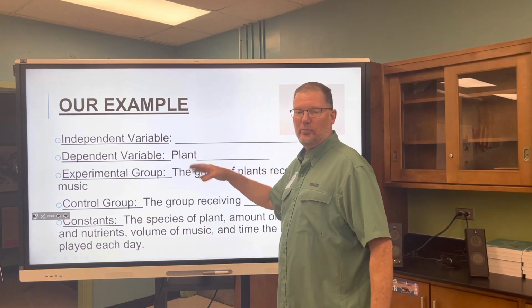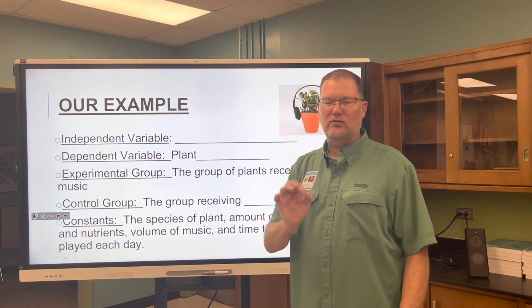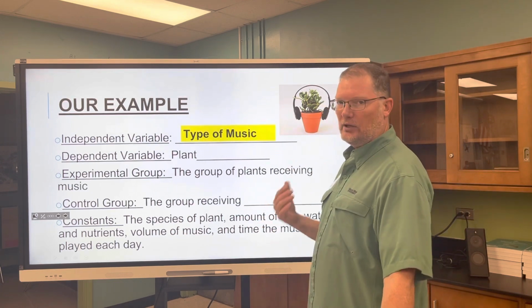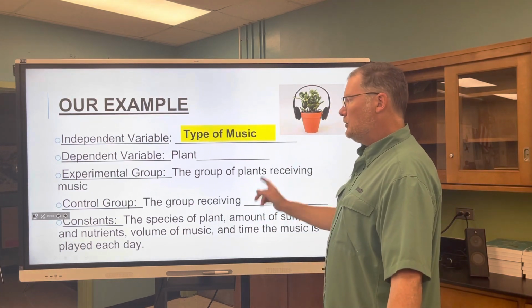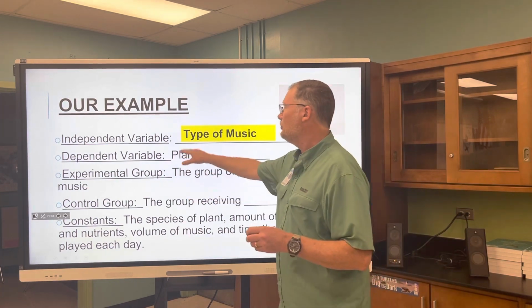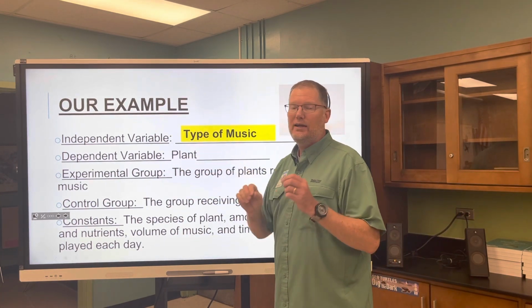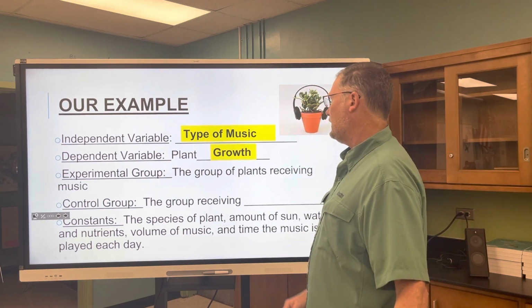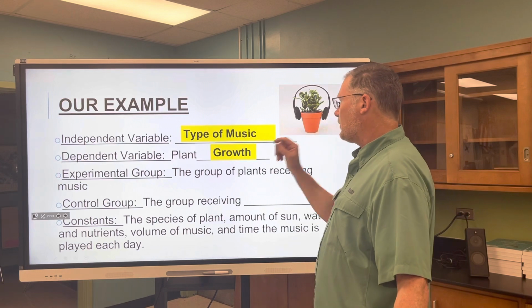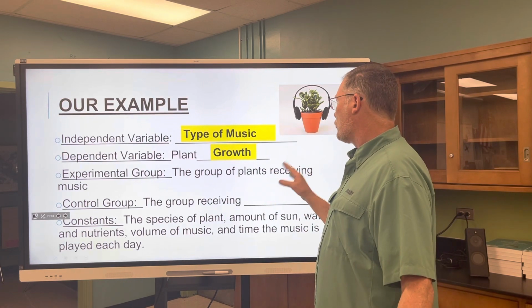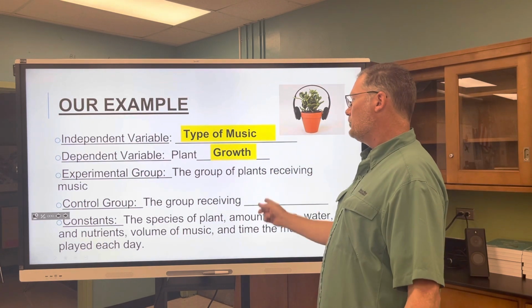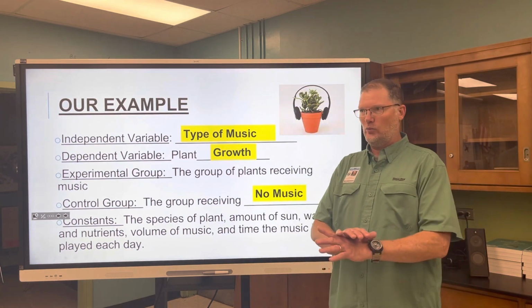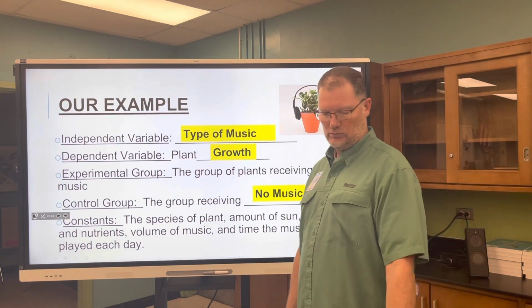So in our example with the plants and the music, which one is the independent variable? What do we change? And if you're thinking the music, then good. And the dependent variable, the thing that depends upon the independent variable, is the plant height. Right, the measured plant height, the growth, okay? The experimental group, the group of plants receiving the music. The control group is the group that receives nothing extra, just what everything else gets, no music, okay?